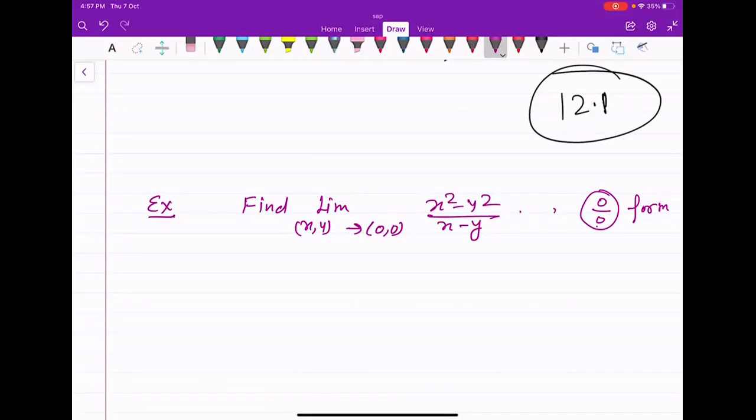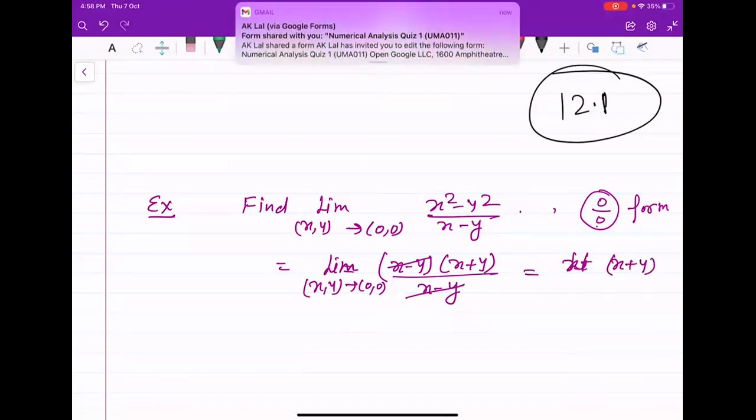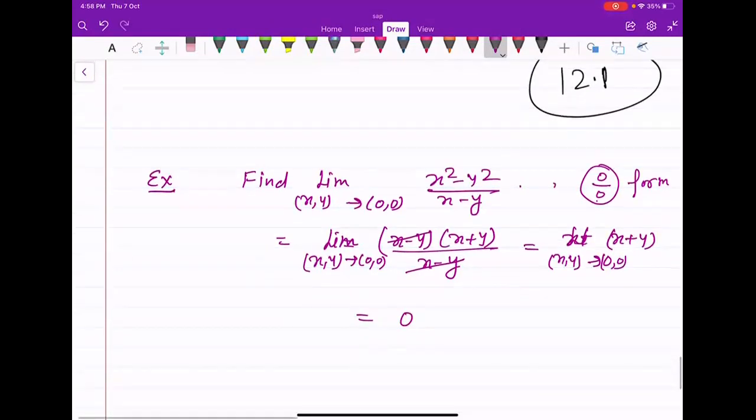So what we'll do, we can turn the numerator into (x plus y)(x minus y). We can simplify it: (x minus y) into (x plus y) upon (x minus y). So x minus y is getting cancelled. As (x,y) tends to (0,0), it is coming out to be x plus y, which is 0. Ma'am, in one dimension we can't apply L'Hospital here?